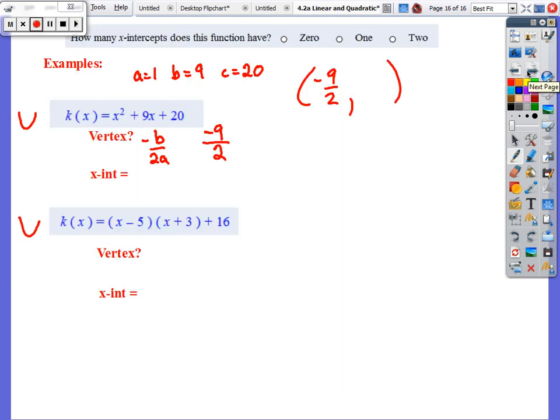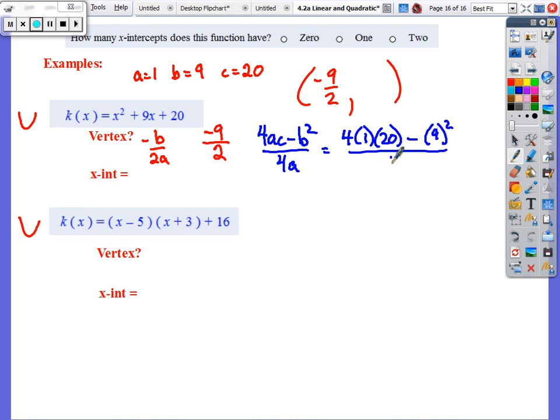And so if we go ahead and go, okay, it's 4ac minus b squared over 4a. Then we go ahead and go, well, 4 times 1 times our c minus b squared, which is 9 squared, all over 4 times 1. And so you get 80 minus 81 all over 4, and wow, that wasn't too bad, negative 1/4. That was a lot better than plugging it in, to be honest with you. And so there's our vertex, negative 9 halves, negative 1/4. That would be my answer right there.